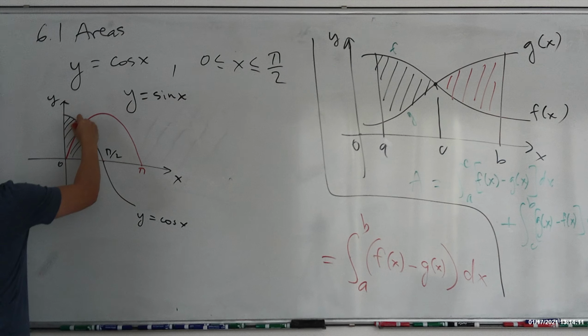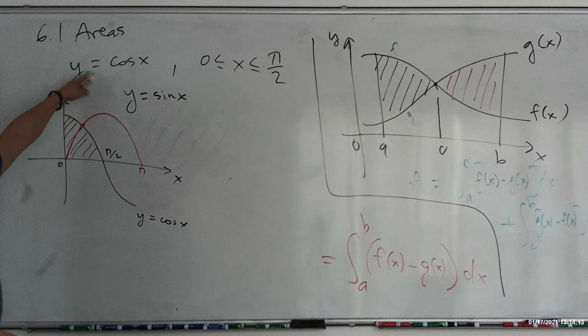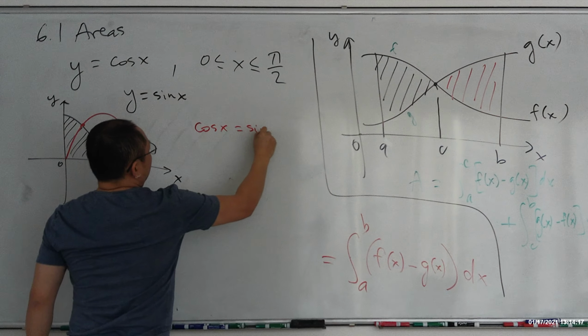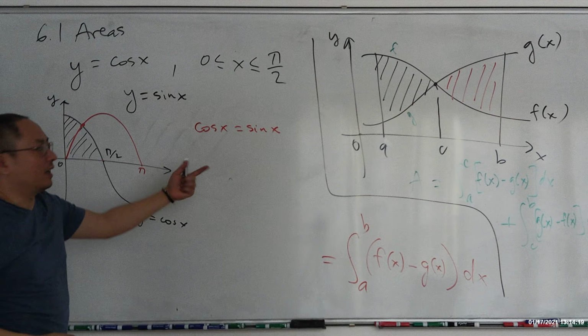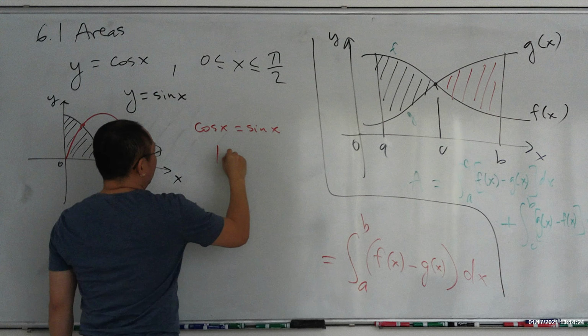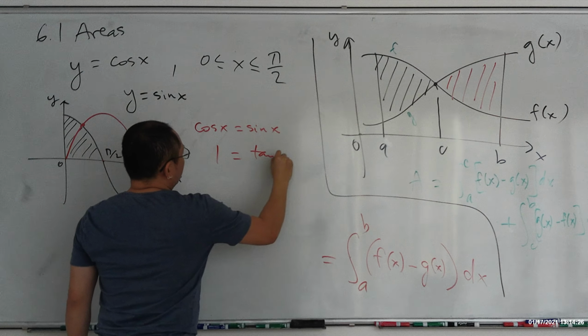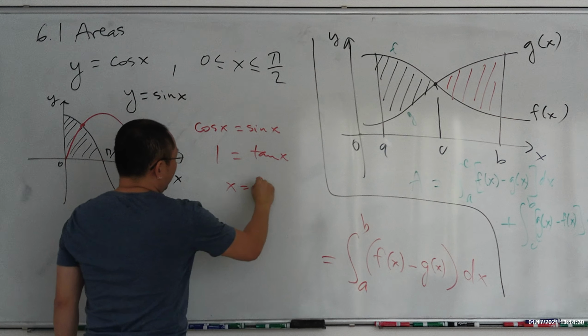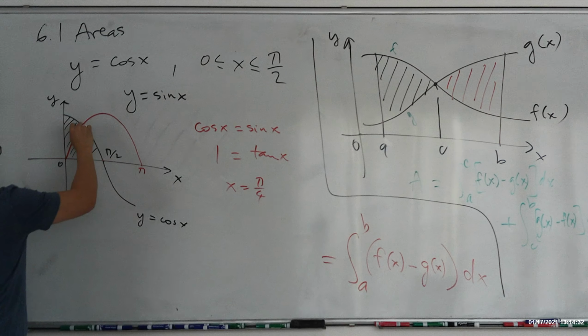Can you find the intersection between the cosine and sine function? You set cosine equal to sine. Cosine of x equal to sine x, and then you solve for this. I can divide both sides by cosine of x, and it's not 0, so 1 equals tangent of x. What value makes tangent equal to 1? x is pi over 4. Right here, pi over 4, right in the middle.